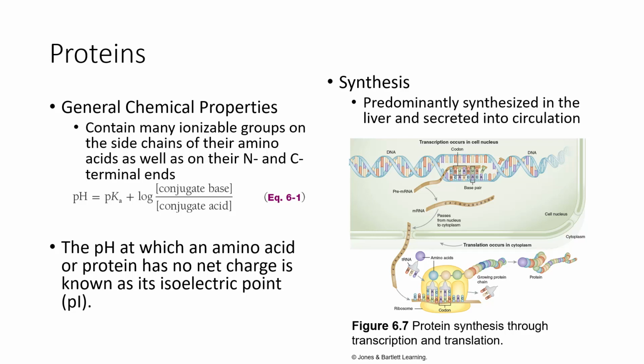The pH at which an amino acid or protein has no net charge is known as its isoelectric point. We can do isoelectric focusing in order to either identify or separate out particular proteins.